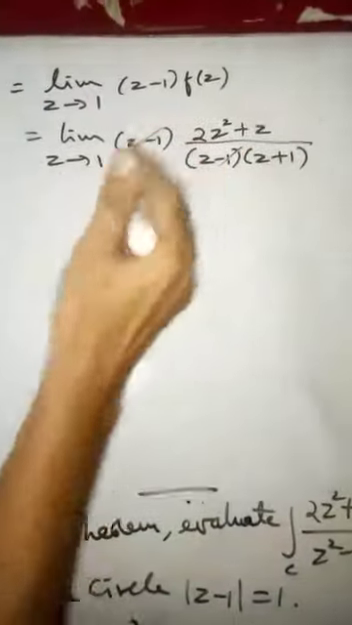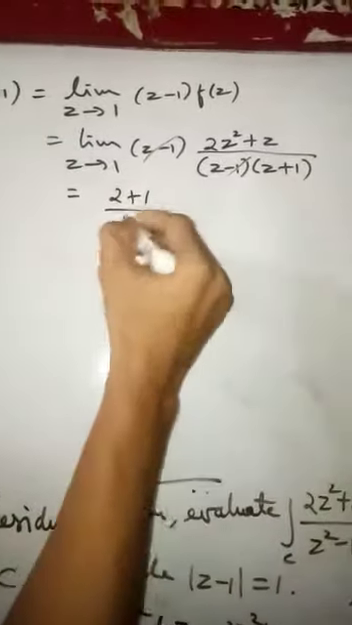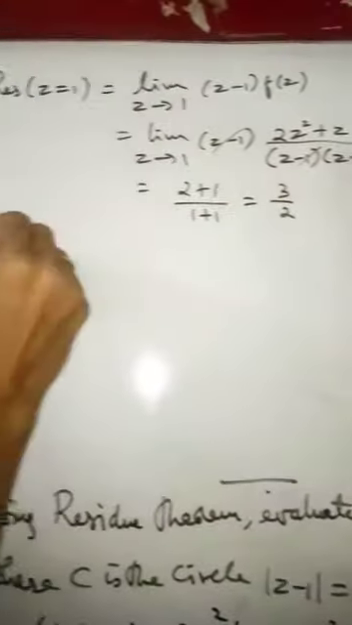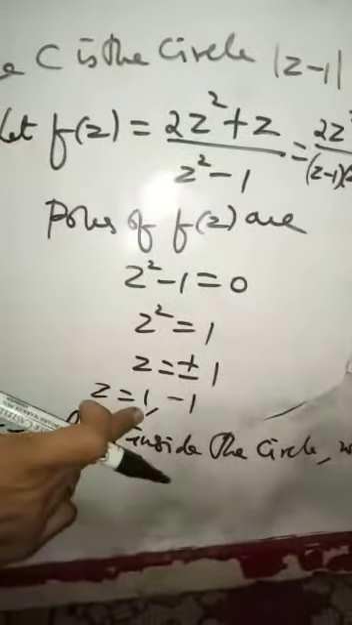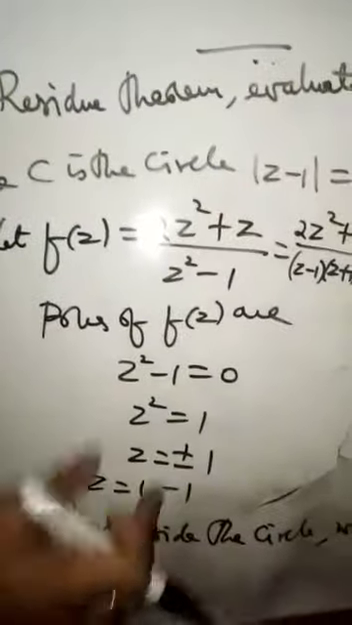Now apply the limit z tends to 1. So 2 into 1 plus 1 by 1 plus 1, which is what? 3 by 2. So you have only one residue for this problem. Since only one pole lies inside the given circle, the other pole lies outside the circle, you can neglect that pole. Okay, you have only one residue. You have only one pole. For one pole we have found out one residue.